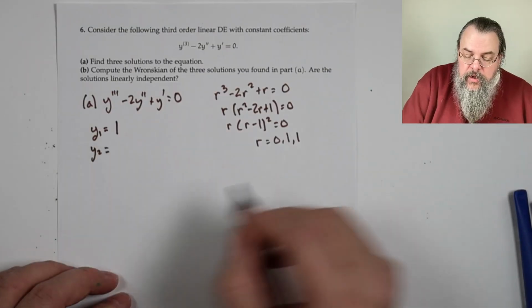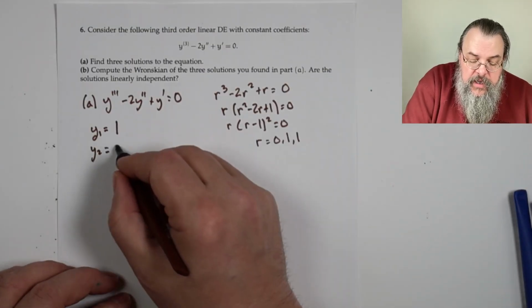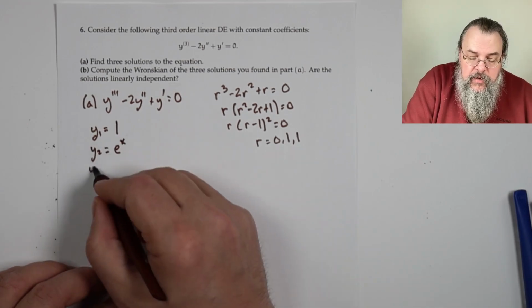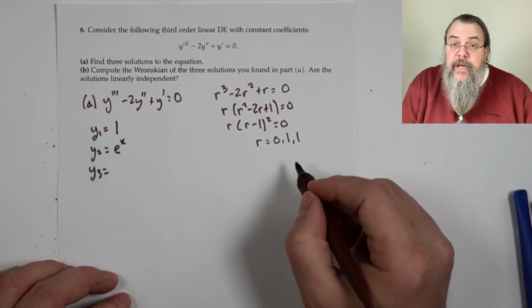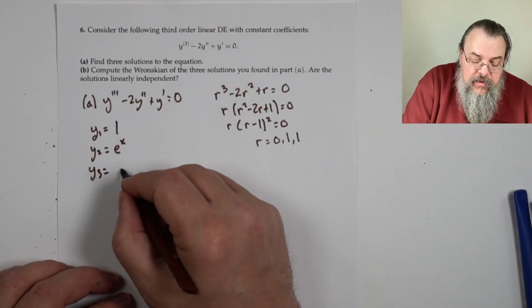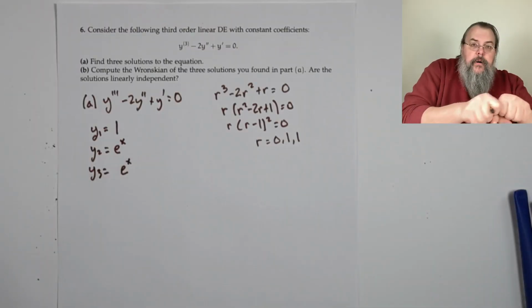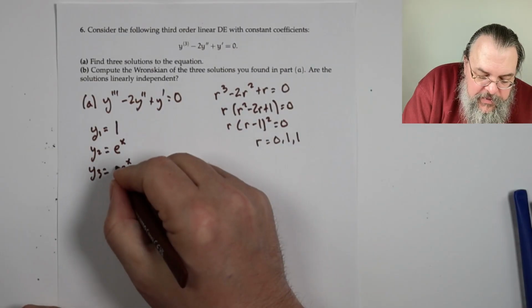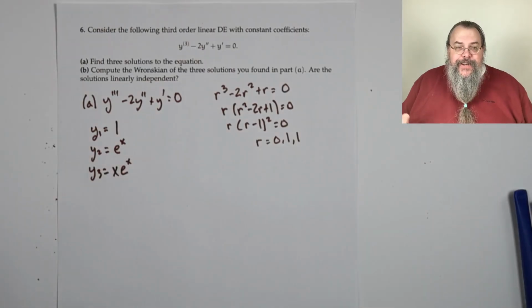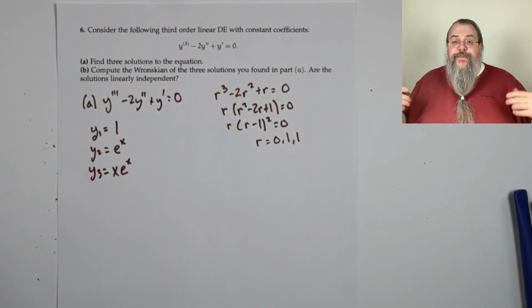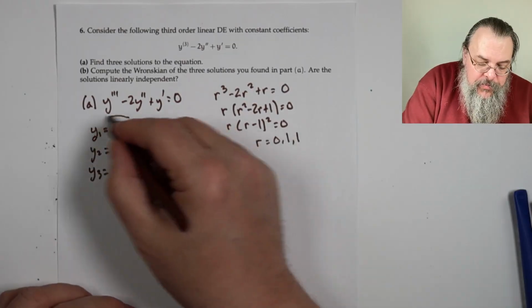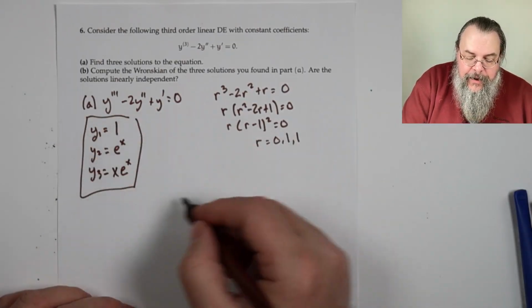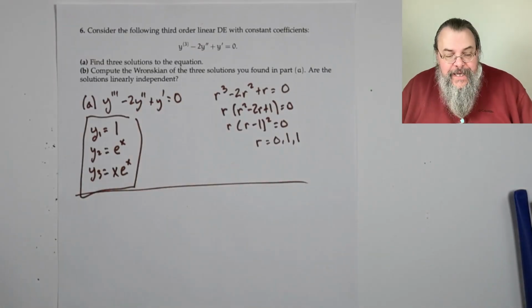y2, well, for the root of 1, that would be e to the x. And y3, it's a repeated root, so we're not just going to use e to the x again. We're going to bump it up, yeah. All right, x e to the x. Okay, so here we have 3 solutions. Beautiful. Now, part B.